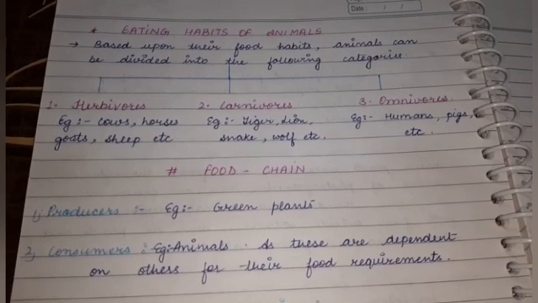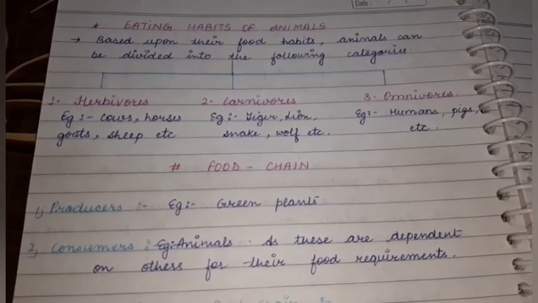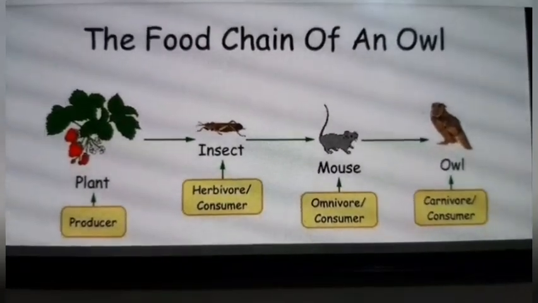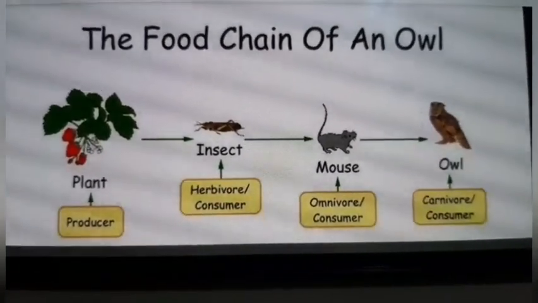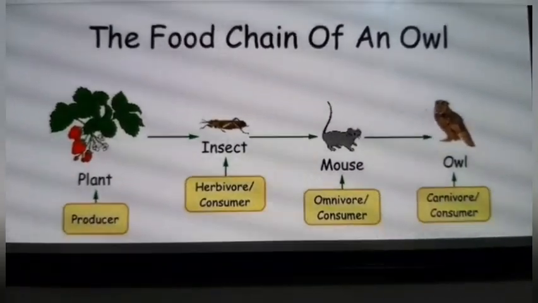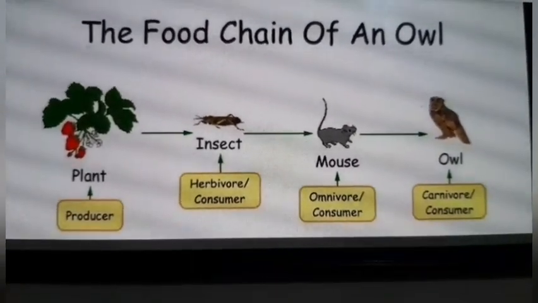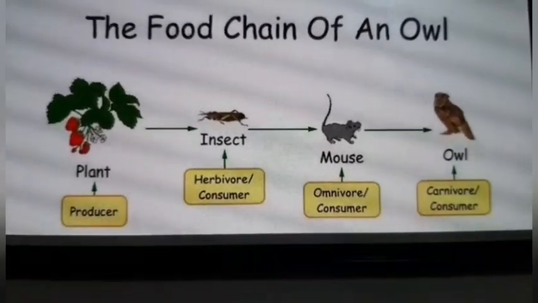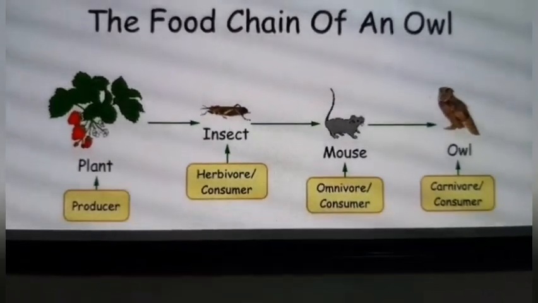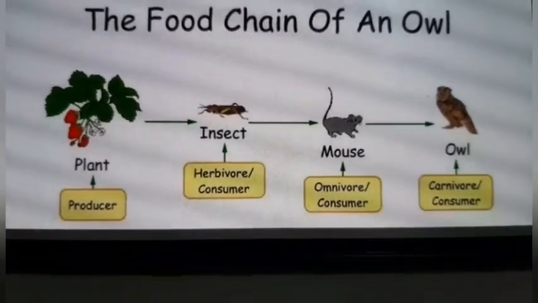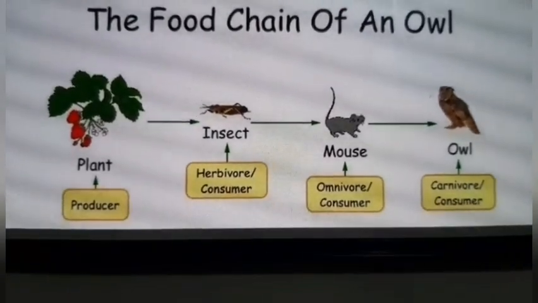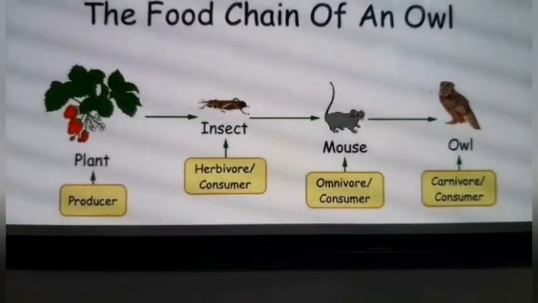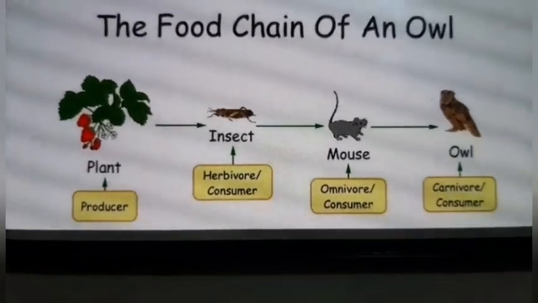Next up, we have the example of food chain. This is the simplest food chain, the food chain of an owl. Here you can see plant is a producer. It produces its food with the process of photosynthesis. Insect feeds upon plants. Therefore, insect is a herbivore and the primary consumer. It is the primary consumer because it is the first one to feed upon the plant.